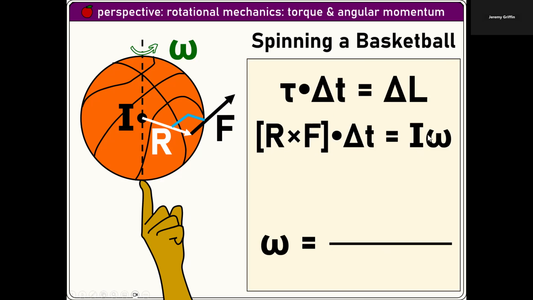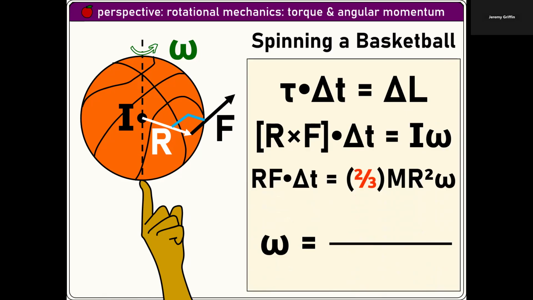RFt equals I omega, as long as it starts from rest. Now, what did I tell you for a basketball? I could be equal to 2/3 MR squared, something like that for a basketball, a spherical shell. Now the last step is going to just be algebra. I'll give you a shot before I give you the answer. Just do a little algebra switcheroo. Solve for omega. How fast is that basketball spinning? Make sure you can do the algebra.